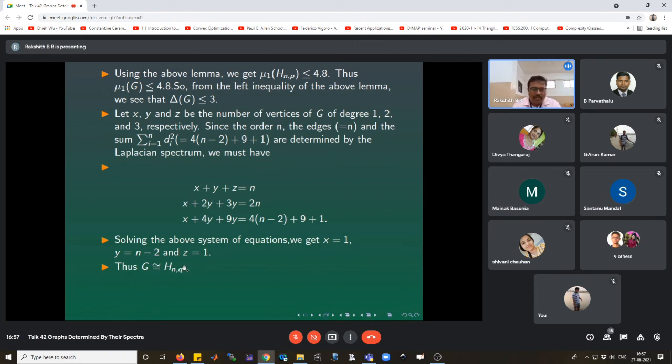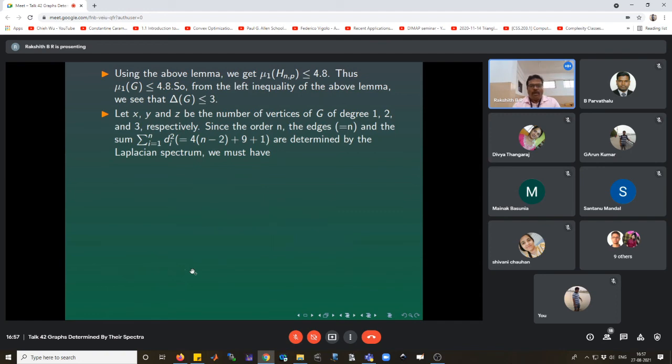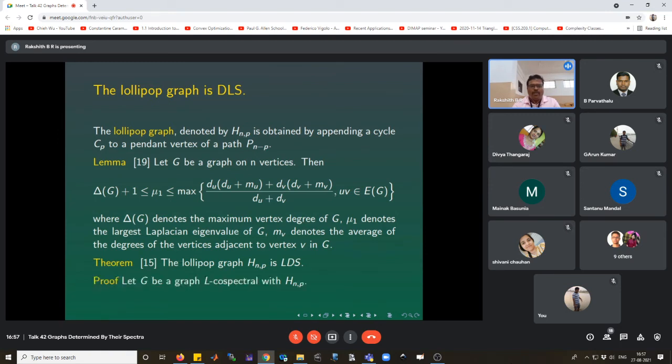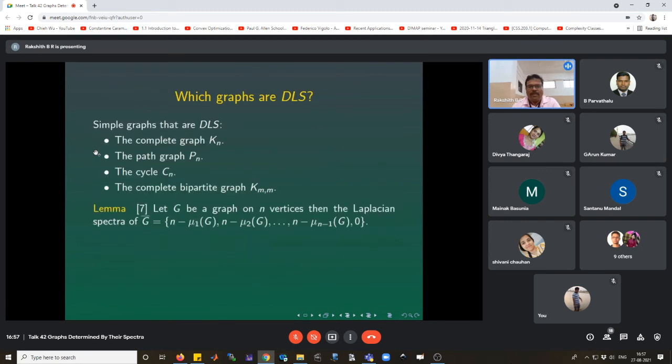which is nothing but consisting of a cycle C Q. Now if you look into the number of spanning trees of a lollipop graph, note that a lollipop graph is obtained by joining a vertex of a cycle C P to a pendant vertex of a path P n minus P. So if you count the number of spanning trees, it is equal to the order of the cycle C P.